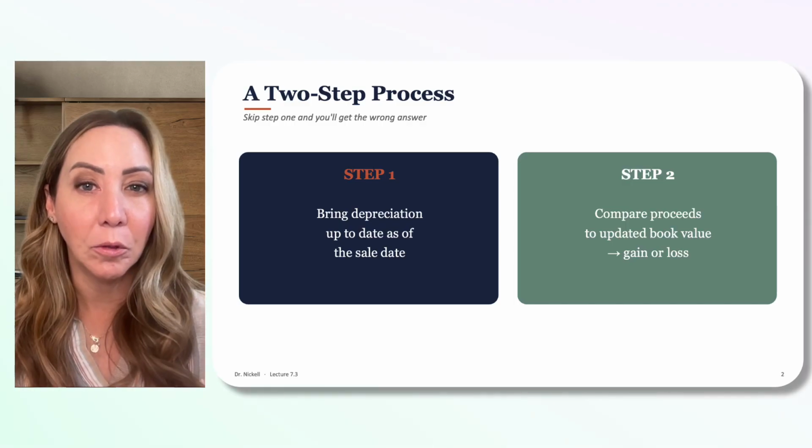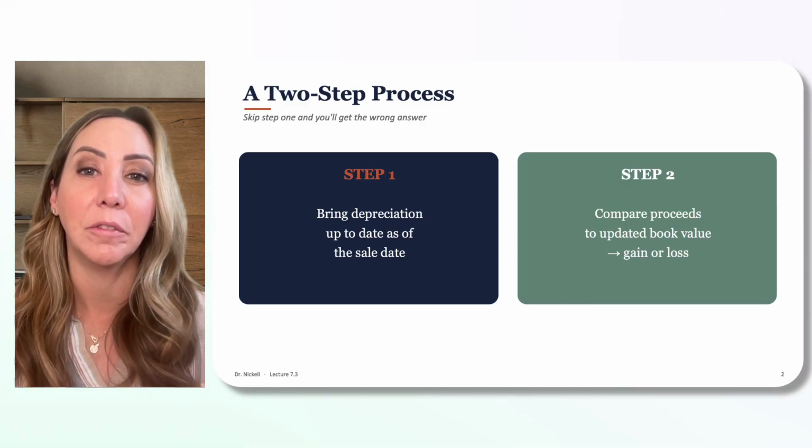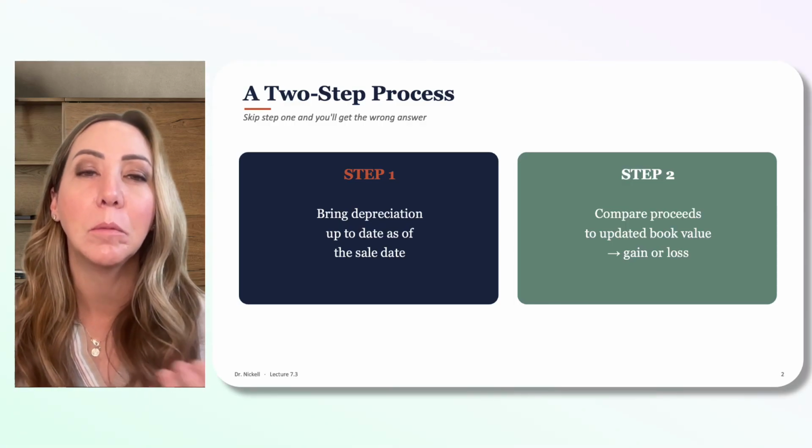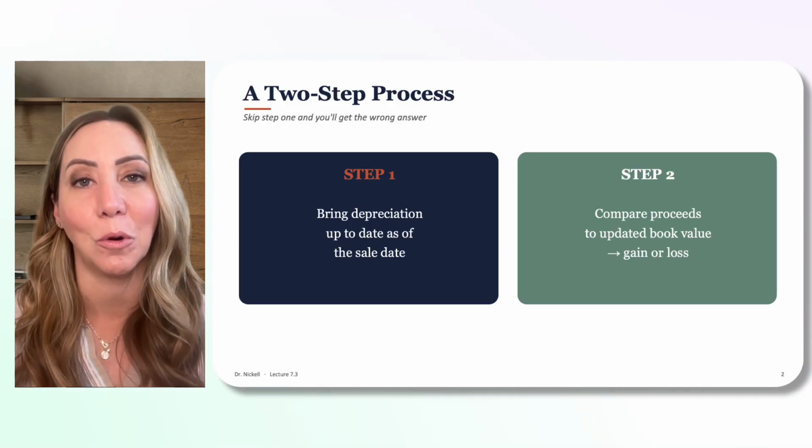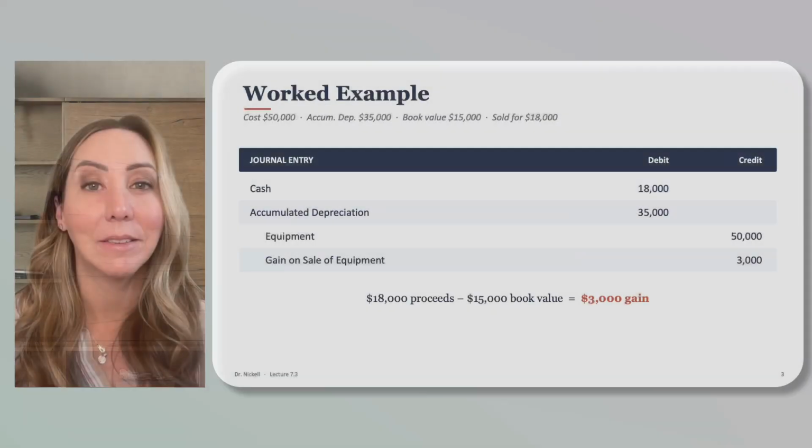Step 2, compare the proceeds to that updated book value. Exactly how much did you sell it for? Proceeds greater than book value is recorded as a gain. Proceeds less than book value is recorded as a loss. Let's look at an example.